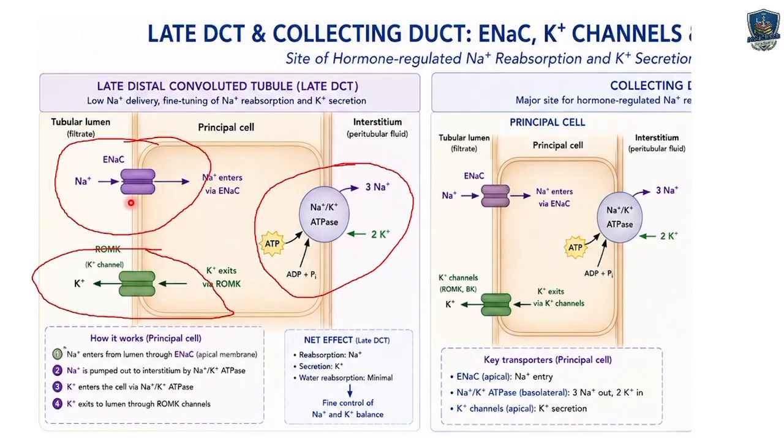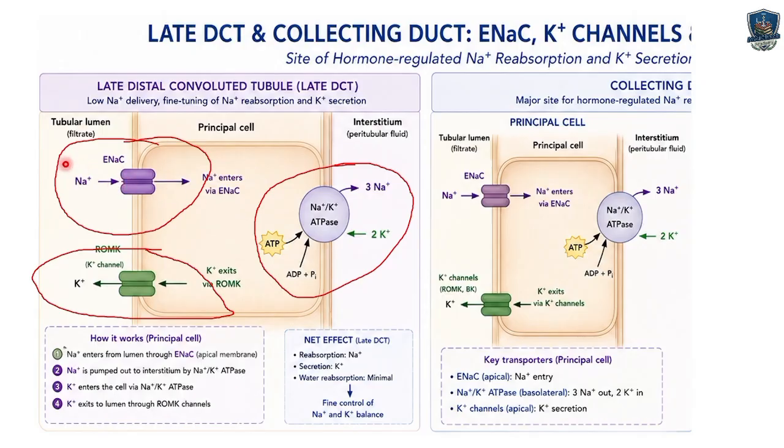Aldosterone antagonists are those drugs that work against the aldosterone hormone. When there's an aldosterone antagonist, there will be no aldosterone action. And when there's no aldosterone, the ENaC channels will not be formed. The sodium potassium ATPase pump won't be activated, and the potassium channel won't be much active.